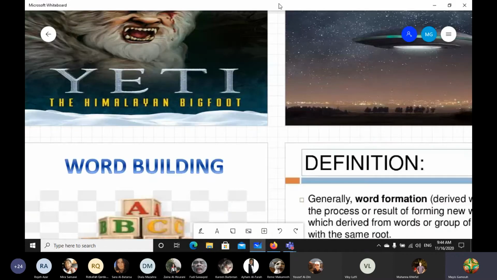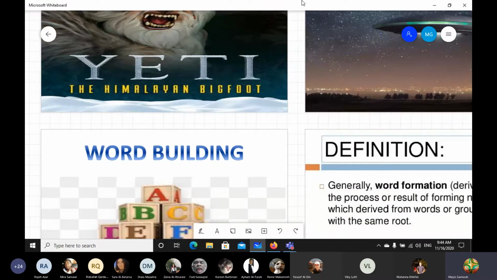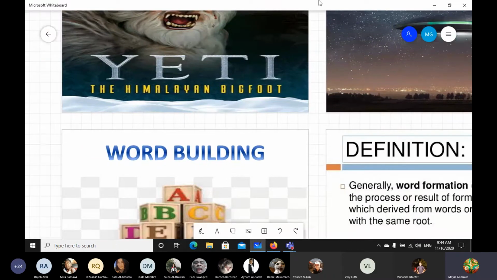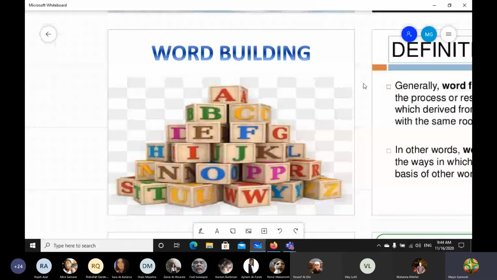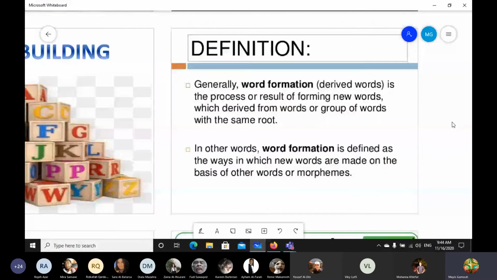And now we go to the second section of our lesson, which is word building. So here I have to build words in order to form sentences, in order to be able to talk in the English language, because it's one of our skills in order to have the knowledge regarding the English language.